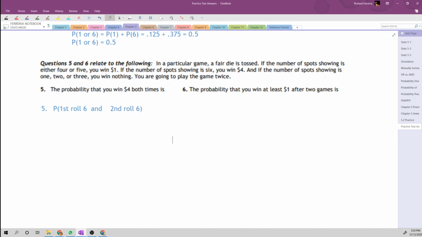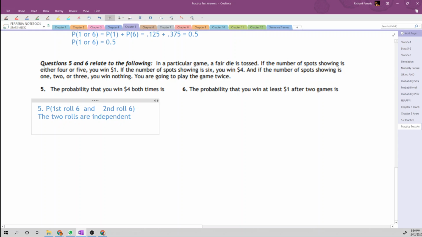Now, the first roll does not affect the second roll. So in effect, we're saying that the two rolls are independent. And if the two rolls are independent, that means that in order to figure out the AND probability, we can just multiply the two probabilities together. So the probability of A and B is equal to the probability of A multiplied by the probability of B.